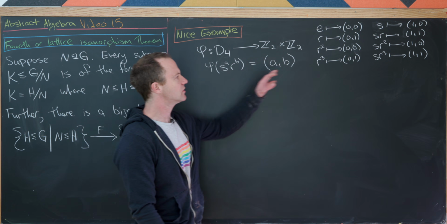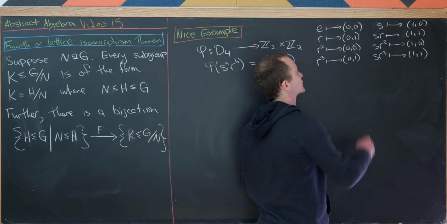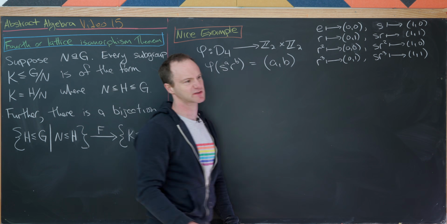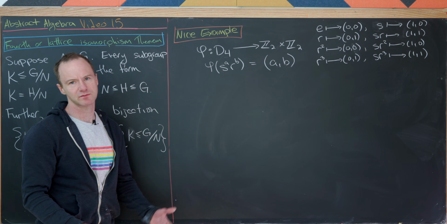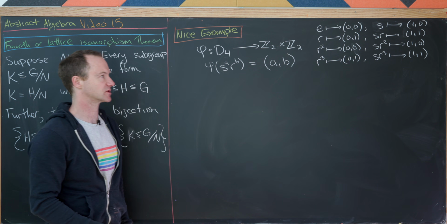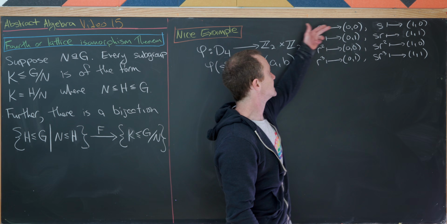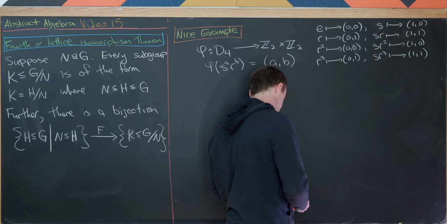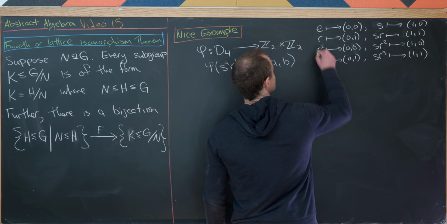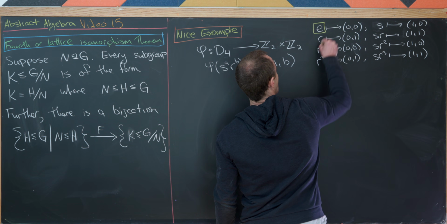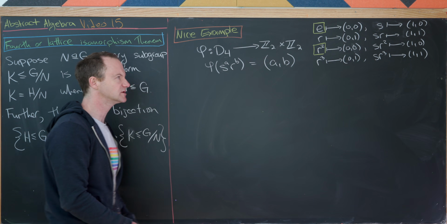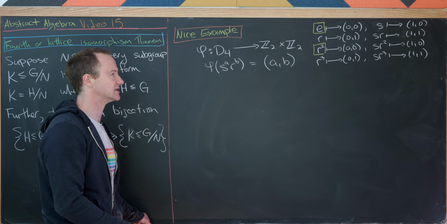And let's notice over here, this is a full description of this mapping. With elements of small groups, it's nice to look at a full picture like this. So the identity gets mapped to 0, 0. R squared also gets mapped to 0, 0. That means that the identity and R squared are both in the kernel. And let's notice that those are the only things that get mapped to 0, 0.